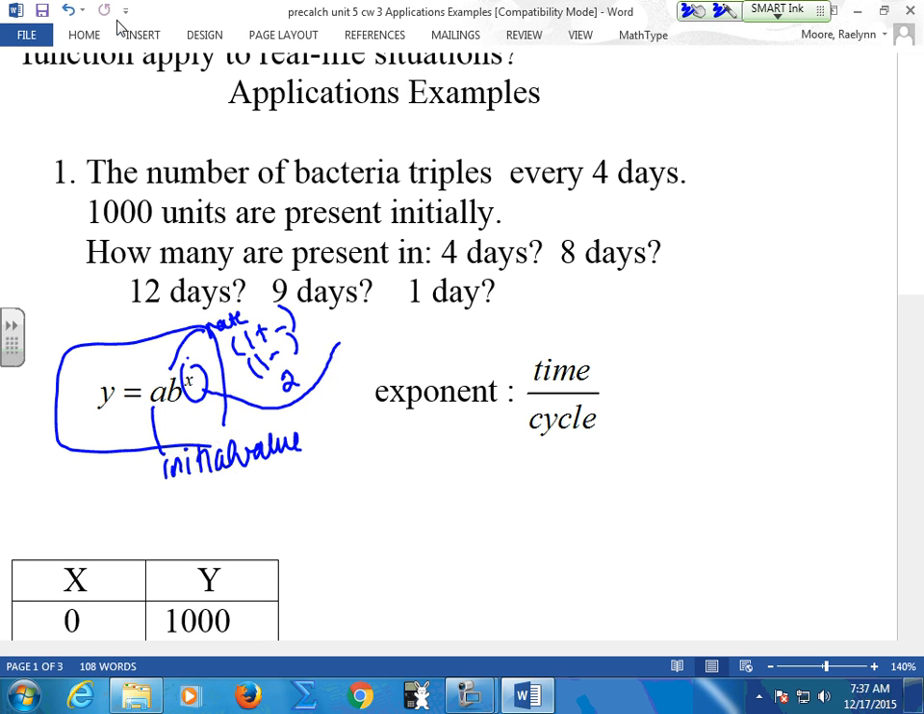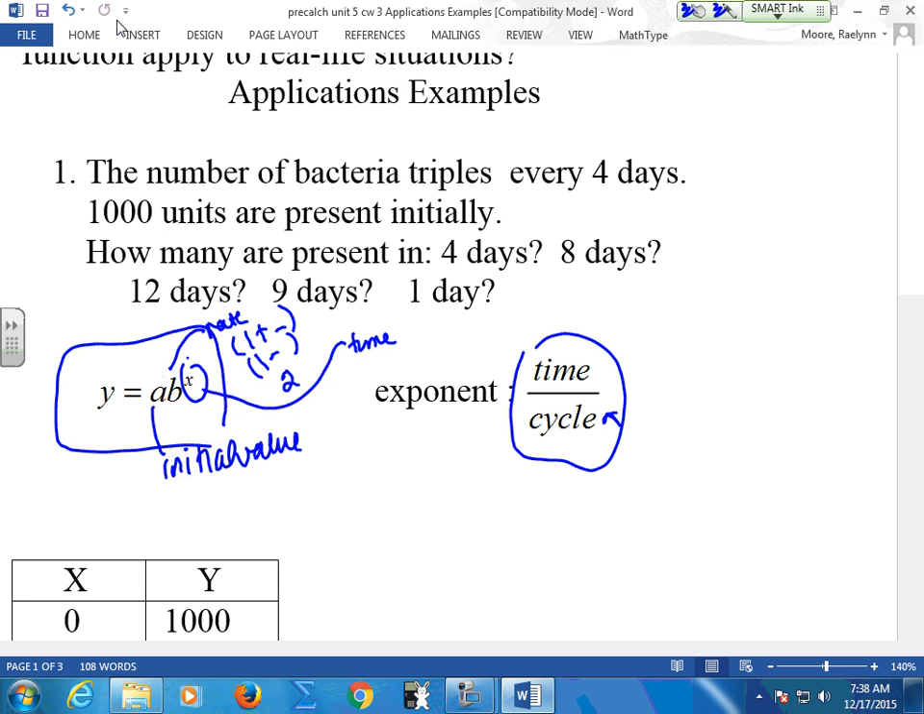X is the time factor. Sometimes time is in days, months, years, minutes, seconds. And we have to make sure that what they're asking us is in the same type of minutes, seconds, days, whatever. Sometimes we have a cycle, so it's like a half-life. A half-life says every 5 years, every 10 years, my element cuts down to half. That's where we take care of it in here. We put the time over its cycle.